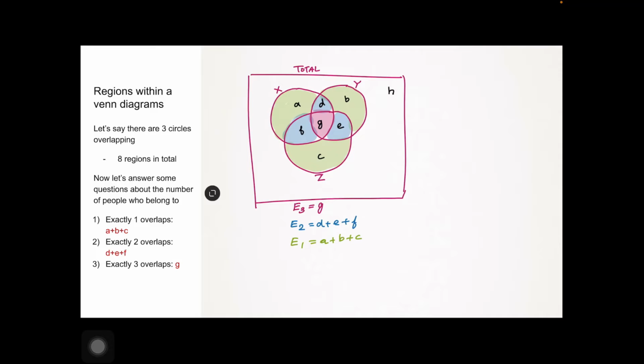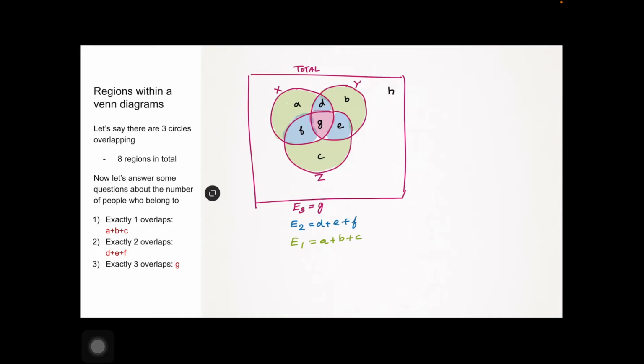So if the question is how many people belong to exactly one circle, exactly one overlapping region, how many people drink exactly one drink, how many people speak exactly one language, the answer is A plus B plus C. How many people belong to exactly two regions, exactly two overlapping regions, how many people drink exactly two drinks out of the three drinks, how many people speak exactly two languages out of those three languages, then the answer is D number of people plus E number of people plus F number of people.